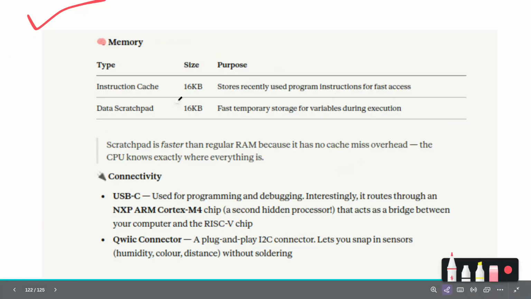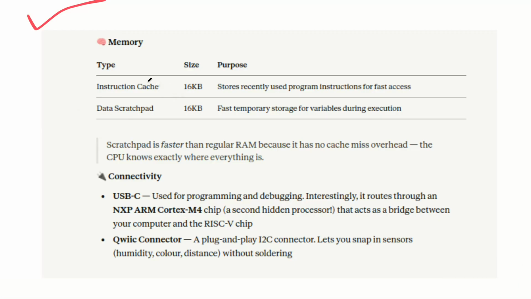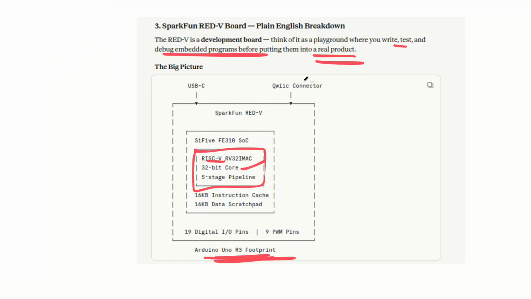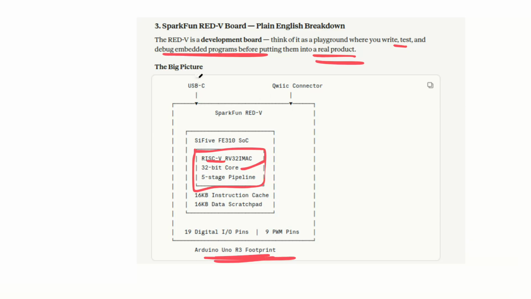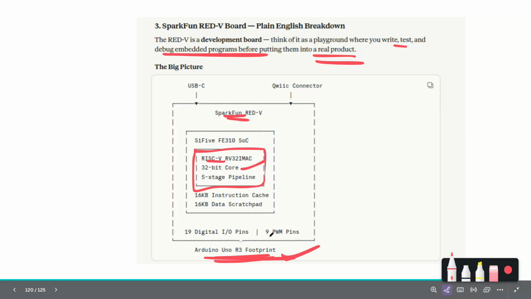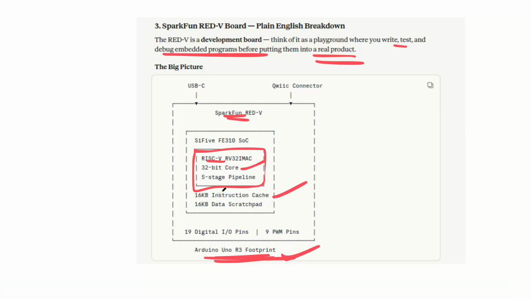Now here if you see memory, instruction cache and data scratch pad. Instruction cache basically stores the recently used program instructions for fast access. You have to understand that this is called the Qwiic connector, this is the USB part, and this is the complete SparkFun RedV that we are talking about. Here we have the Arduino UNO R3 footprint, then a 16 KB instruction cache and 16 KB data scratch pad.